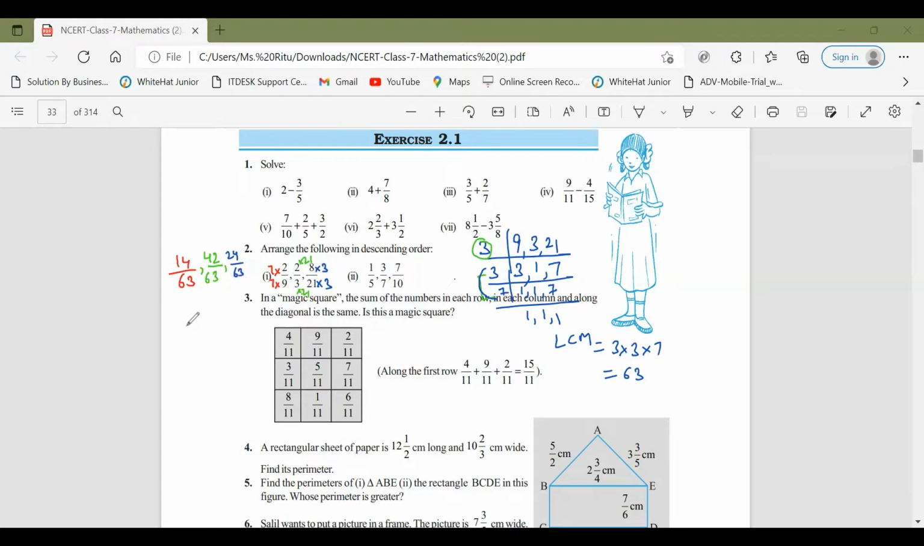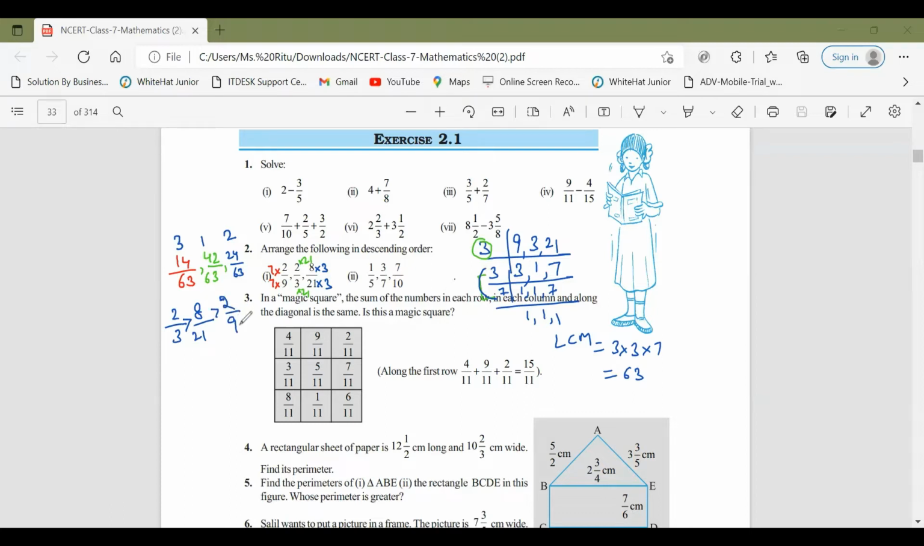अब तीनों के डिनोमिनेटर 63 हो गए. अब सिंपली न्यूमरेटर चेक कर सकते हैं कौन सा बड़ा है सबसे. This one is at the first number, then this one at the second number, and this one at the third number. तो इसका मतलब ये जो 2/3 सेंटर वाला सबसे बड़ा है, तो सेंटर वाला was 2/3, this is greater. फिर लास्ट वाला, that is 8 by 21, or first wala, that is 2 by 9.